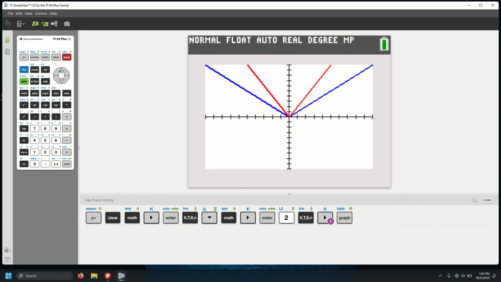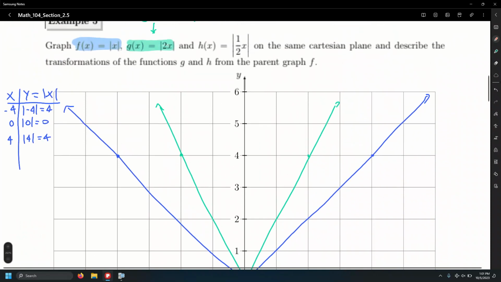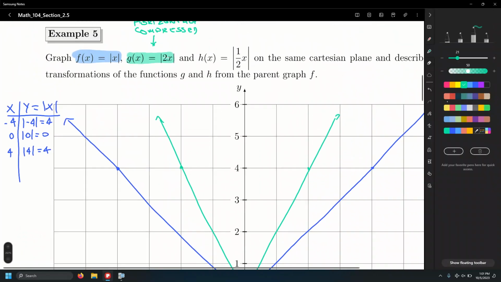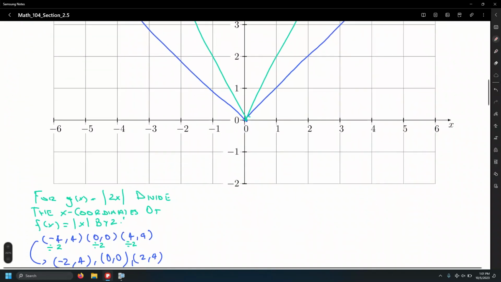All right. Let's do the same with the third example. For the third example, let me use a different color first of all. Let me highlight it as well. That is 1/2 x. Now, for h of x, h of x equals the absolute value of 1/2 x, and this time we multiply.